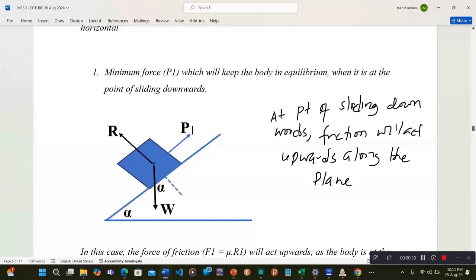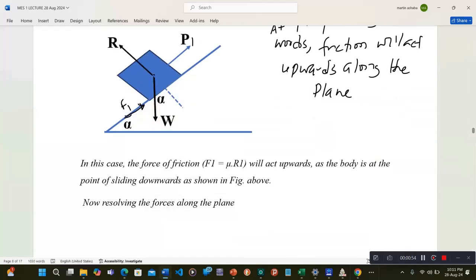So at the point of sliding downwards, this frictional force will act upwards along the plane. Maybe we call it F1. In this case the frictional force F1 is equal to nu R1 and will act upwards as the body is at the point of sliding downwards in the figure above.